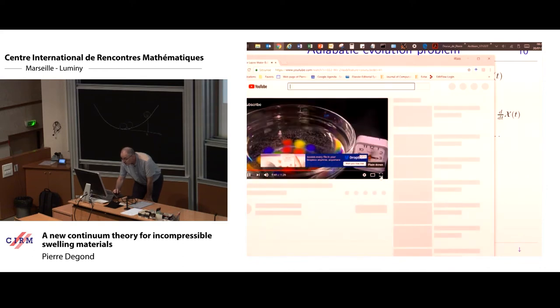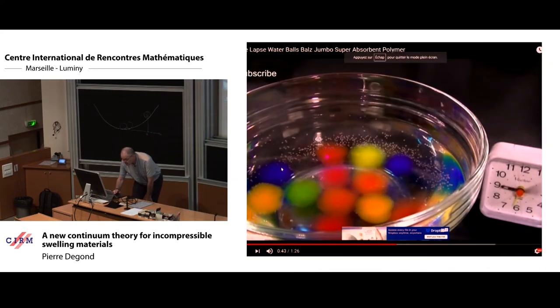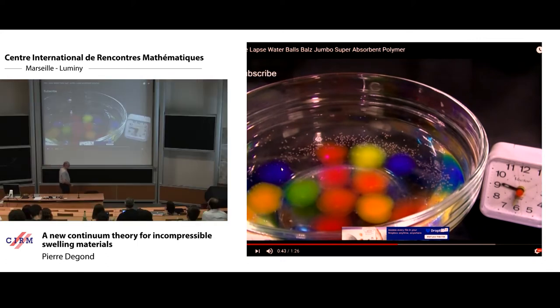It looks like it's working. Okay, so this is an experiment. I hope you can see it. So that's an experiment using a hydrogel ball. So hydrogel is a polymer that when you put it into the water, swells.